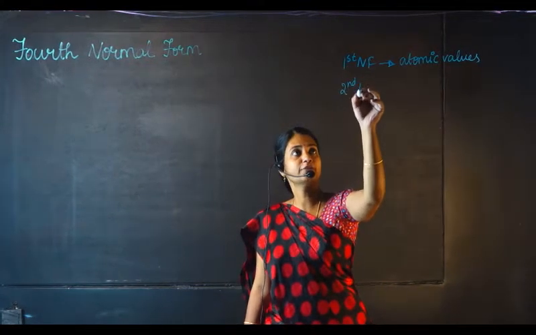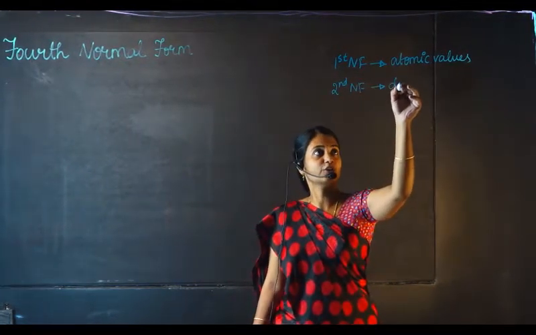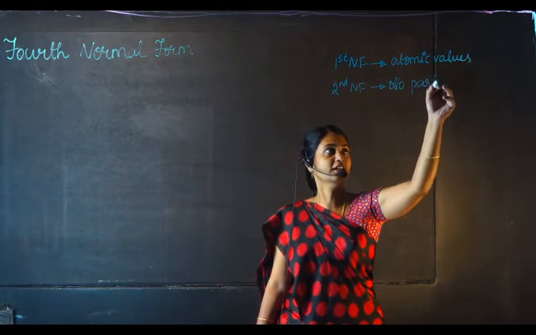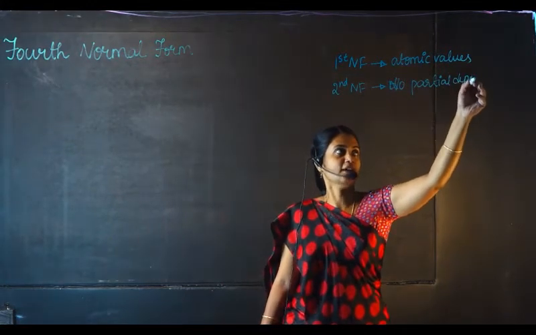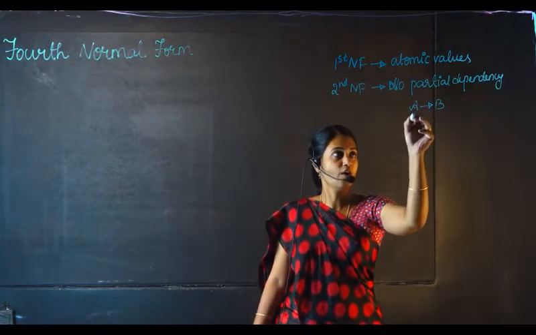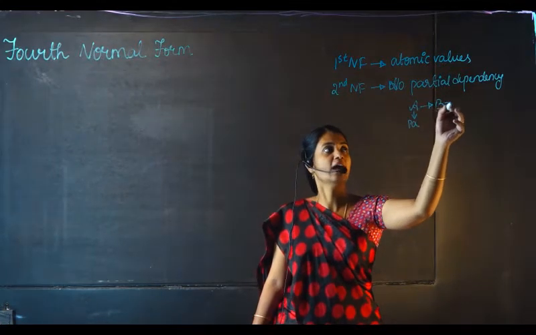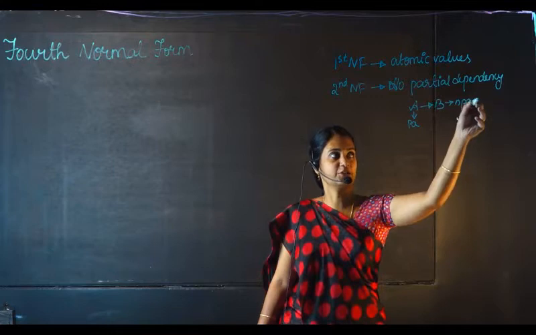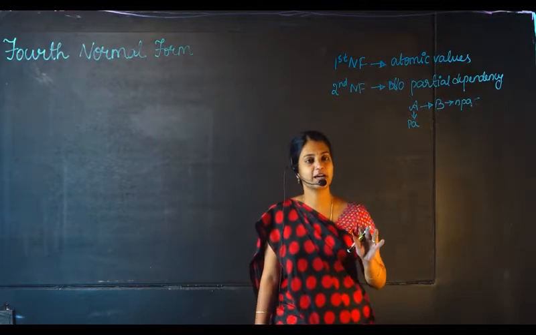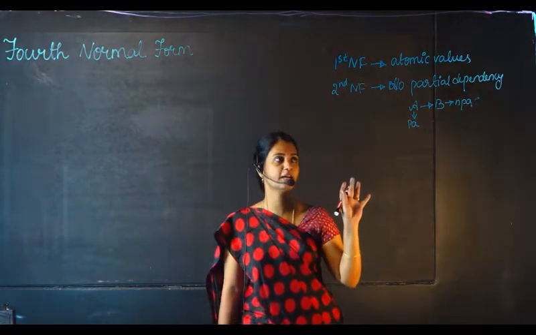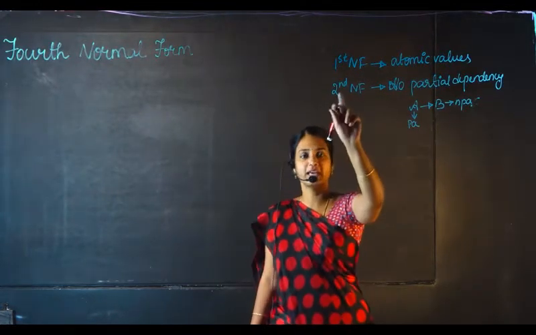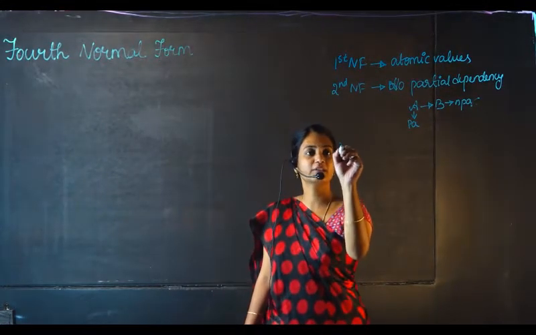Second normal form: you should not have partial dependency. No partial dependency means if you have A determines B, always A should be a prime attribute and B should be a non-prime attribute. A non-prime attribute should be determined only by a prime attribute. We call this a fully functional dependency, and this should exist in your second normal form.